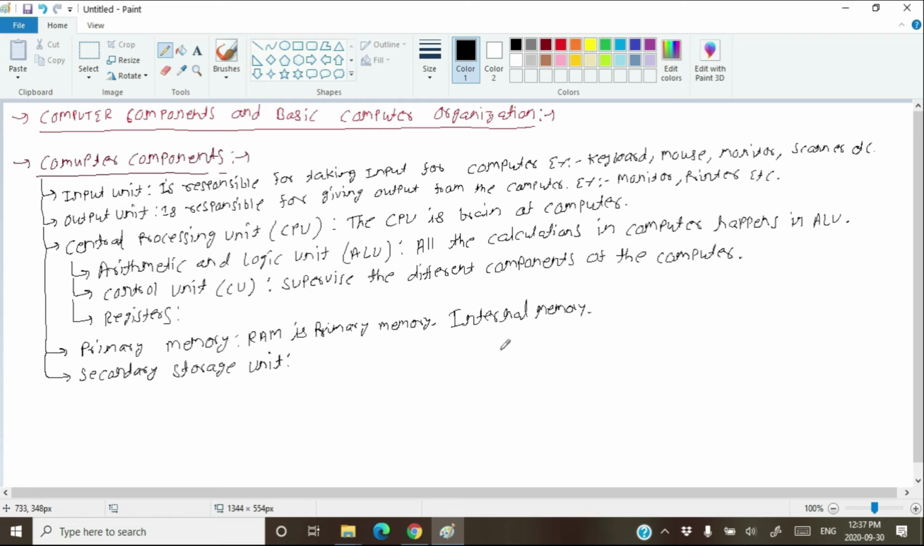But the problem with the primary memory is that it is volatile in nature. That means when you switch off your computer, whatever things you have loaded to the primary memory all gets erased. That's why for permanent storage, you use either your hard disk drive or your solid state drive, because on these drives the things get stored permanently. And these two drives are called secondary storage units.